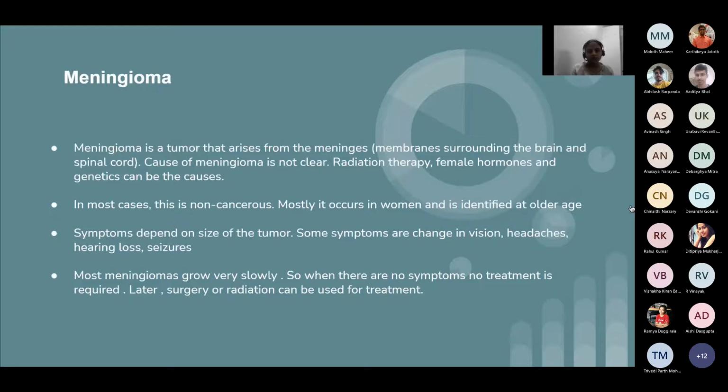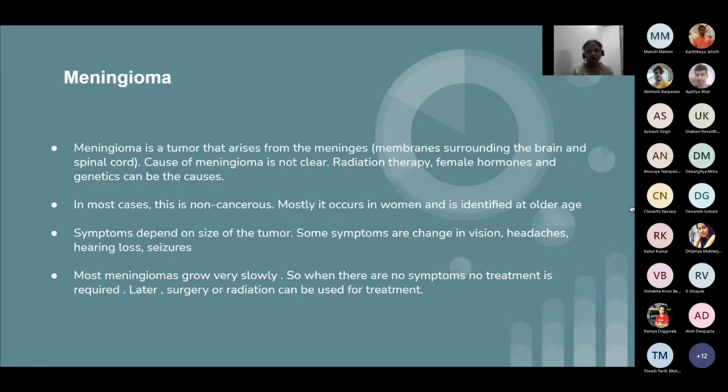Meningioma is a tumor that arises from the meninges, which are membranes surrounding the brain and spinal cord. The cause of meningioma is not clear. Radiation therapy, female hormones, and genetics can be the causes. In most cases, this is non-cancerous. Mostly it occurs in women and is identified at older age.